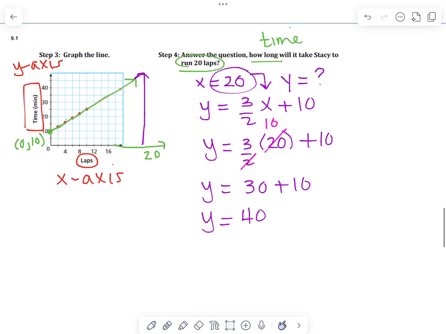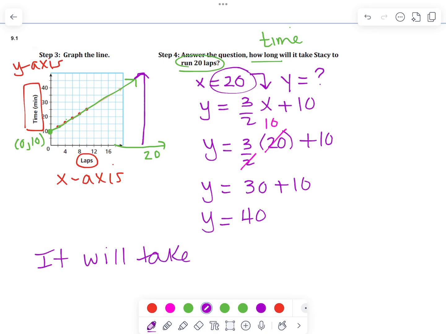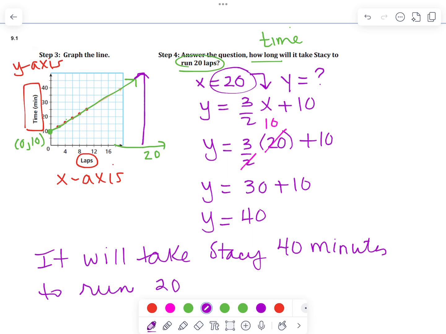So how long will it take Stacy to run 20 laps? That'll be 40 minutes. It'll take Stacy 40 minutes to run 20 laps.